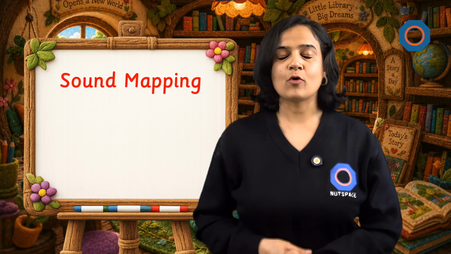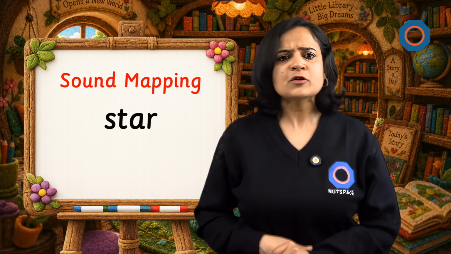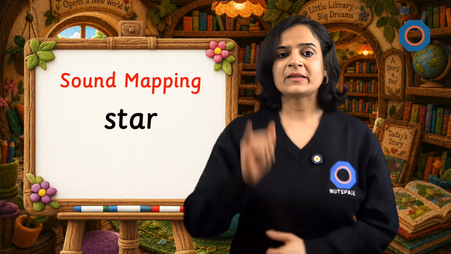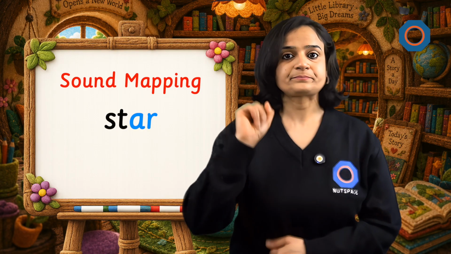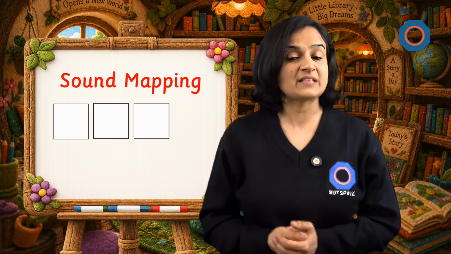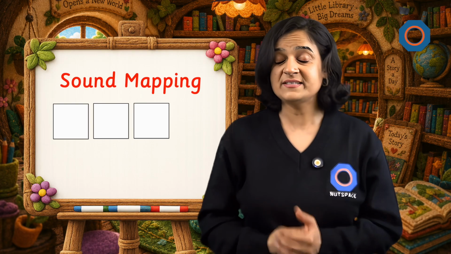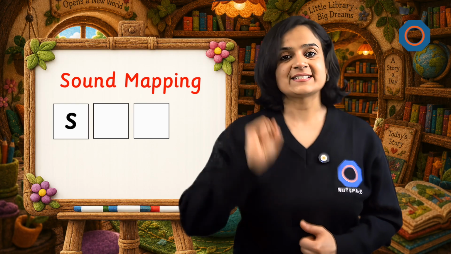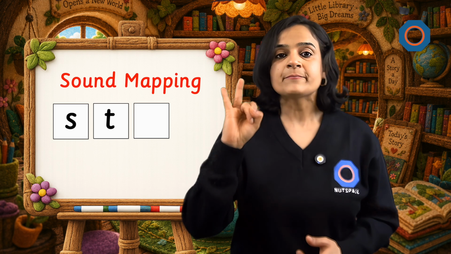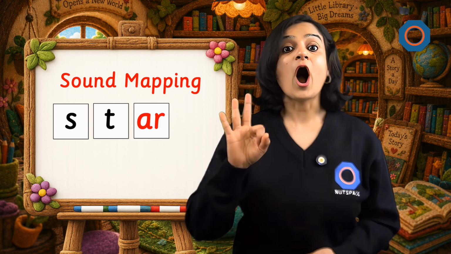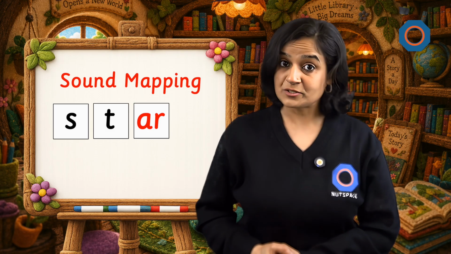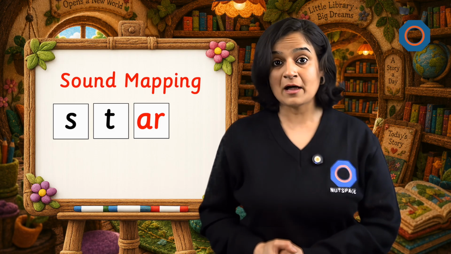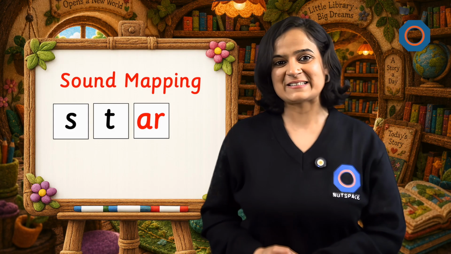Let's take another one now, star. How many sounds do you hear? Do this with me. S, T, R. I hear 3 sounds. Let's quickly map the graphemes that represent these sounds or phonemes. For S, it's the letter S. For T, it's the letter T. And for R, it's 2 letters, A-R. Even though there are 2 letters, they're still making one sound, so we'll put them in one box.